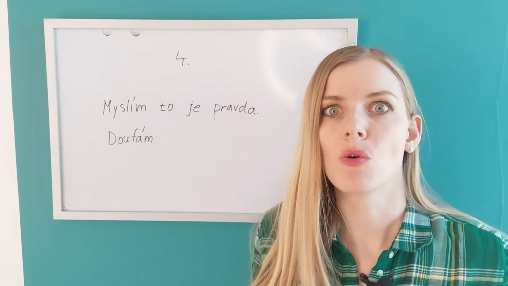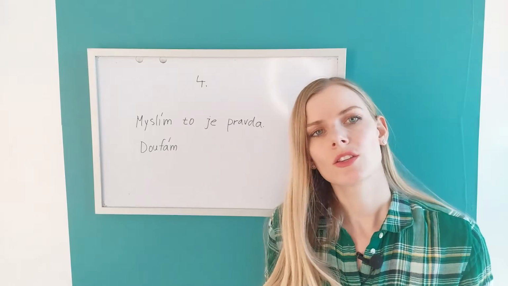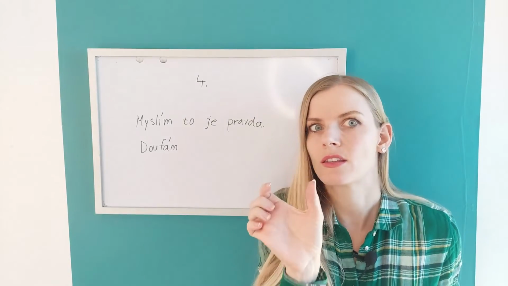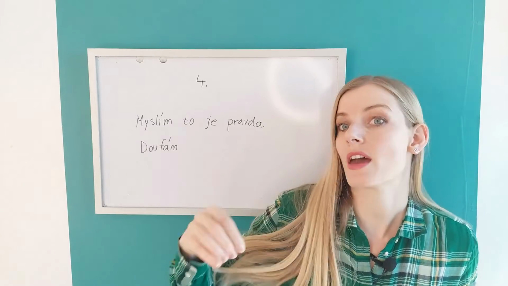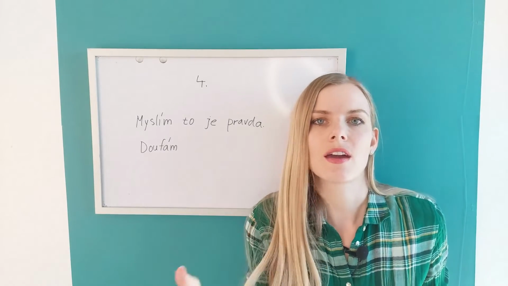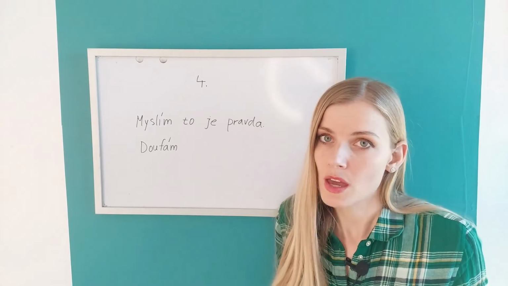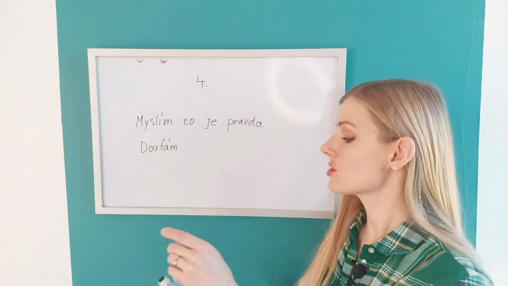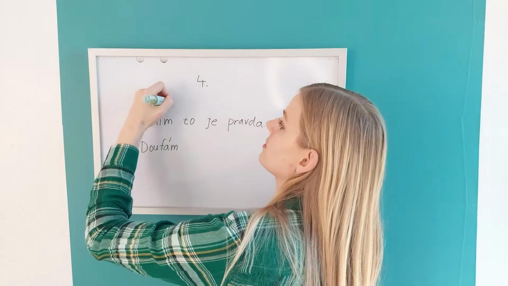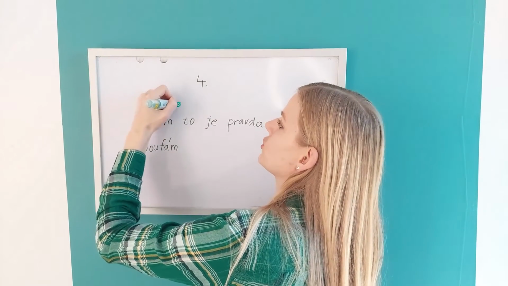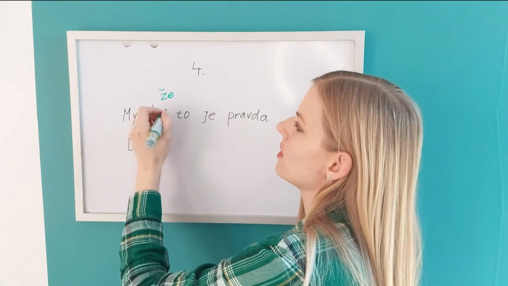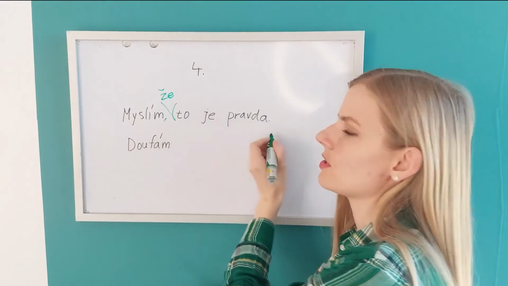That's one of the most common mistakes. In English, you can leave out that, this connector. I hope that is true. I think that it's true. You practically don't have to use it. So most of the time you leave it out. But in Czech, we have to have this connector translated as že. We write myslím, comma, že, and then the rest of the sentence.